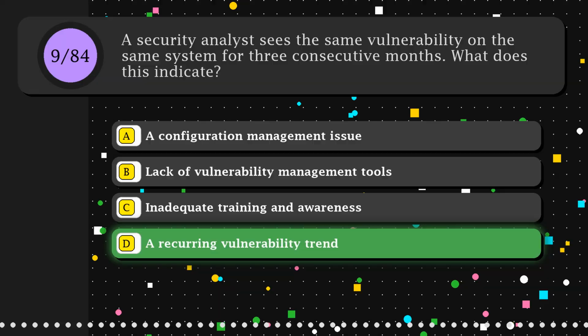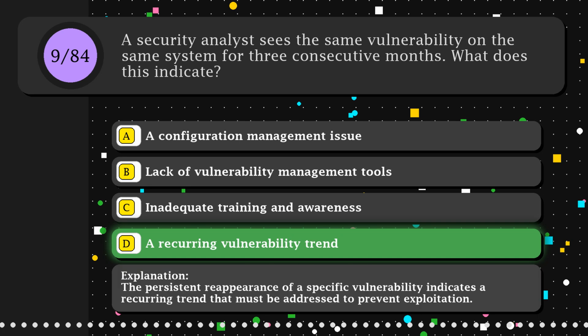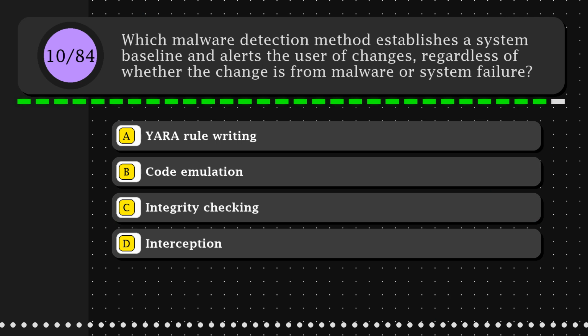The correct answer is option D. A recurring vulnerability trend. The persistent reappearance of a specific vulnerability indicates a recurring trend that must be addressed to prevent exploitation. Question 10. Which malware detection method establishes a system baseline and alerts the user of changes, regardless of whether the change is from malware or system failure?